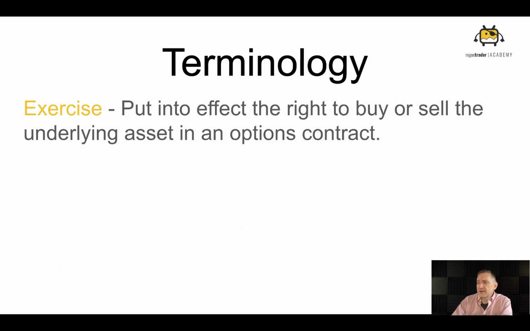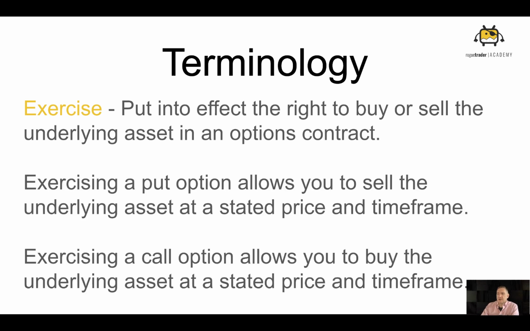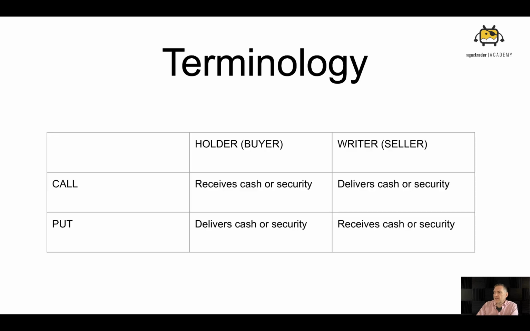All right, exercise. We just talked about this. We talked about the exercise date. We did talk about exercising. That's when you're basically putting into effect that right to buy or sell that underlying asset. So if you've bought something, you can choose to exercise that option, whether it's a call or a put. Now, exercising a put option allows you to sell the underlying at that stated price in the time frame. And exercising the call option is the opposite. It allows you to buy the underlying asset at the stated price, which is the strike price, and time frame.